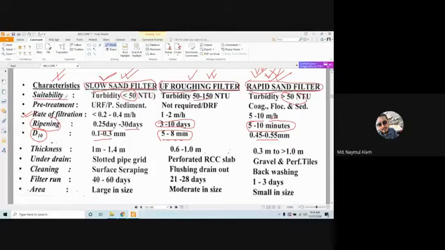Clear, sir. Pre-treatment. Slow sand filter requires pre-treatment. Rapid sand filter requires pre-treatment. But upflow roughing filter does not require pre-treatment. Sometimes you may use upflow or downflow roughing filter. Okay.